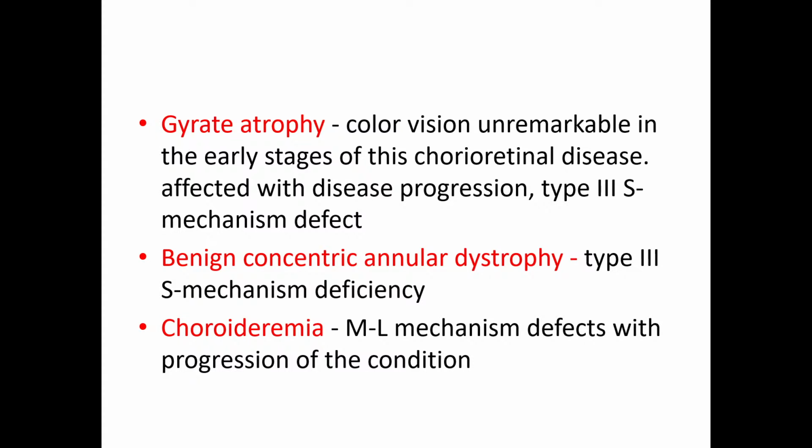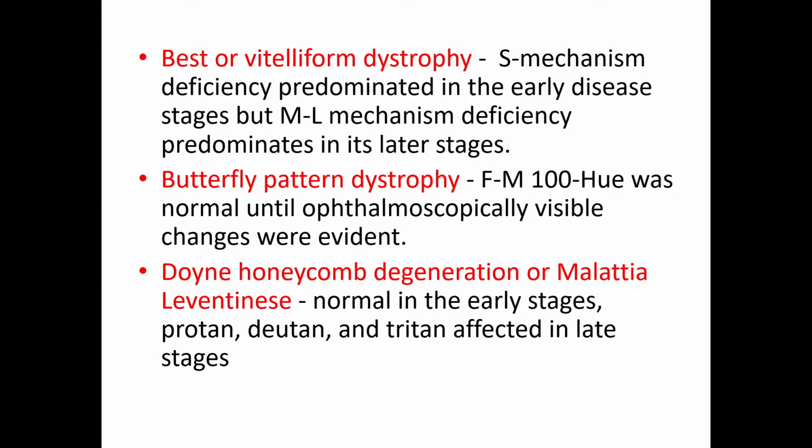Benign concentric annular dystrophy: blue color again affected. Choroideremia: red and green color are affected as the disease progresses. Best or vitelliform dystrophy: in this, blue deficiency is predominant in the early stage, and in the later stage red and green deficiency will develop.